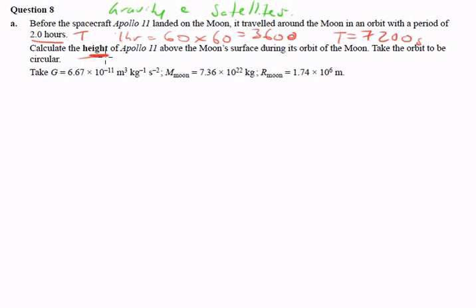Calculate the height of Apollo 11 above the moon's surface during its orbit of the moon. Take the orbit as circular. Alright, so here's the moon, and the satellite goes around this. If we can work out the radius of its orbit, and we already know the radius of the moon, we can work out its height by subtracting one from the other. So we're going to work out this radius of its orbit.